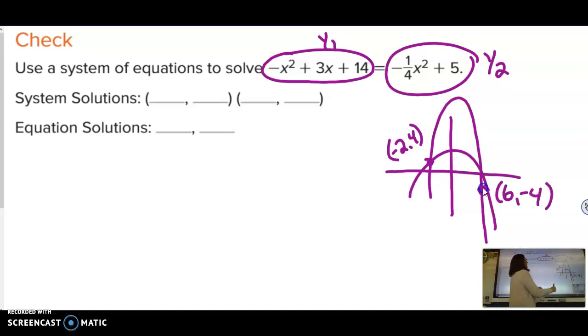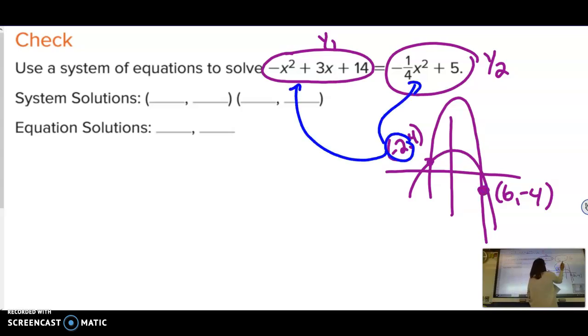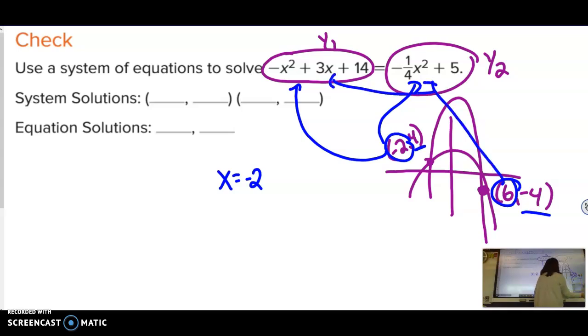So again, what that means is when I plug in a -2 to both sides, I get 4. So one answer is -2, and then the other answer, when I plug in a 6 for x, both sides will be equal to -4. So the answer would be the -2, and then also the 6. Those are the x values.